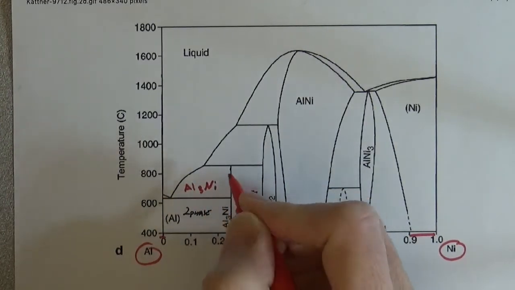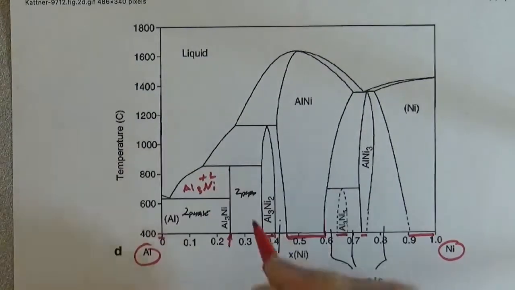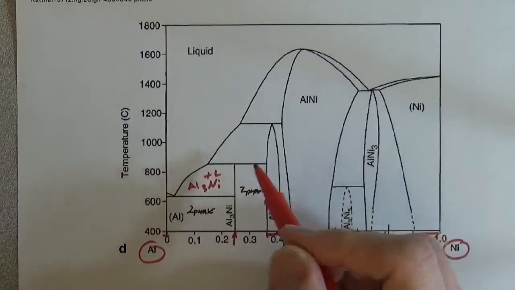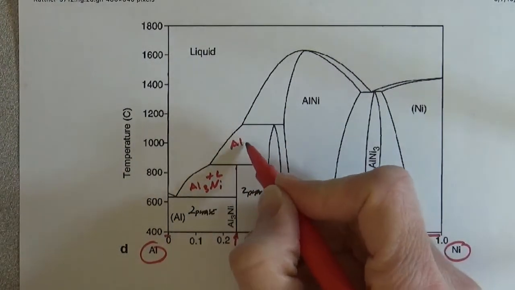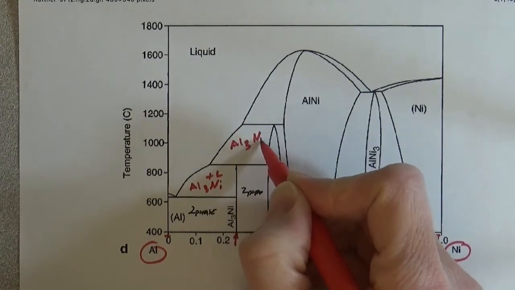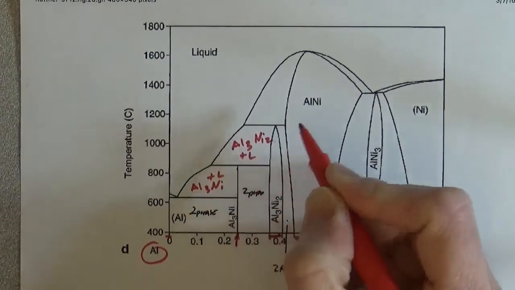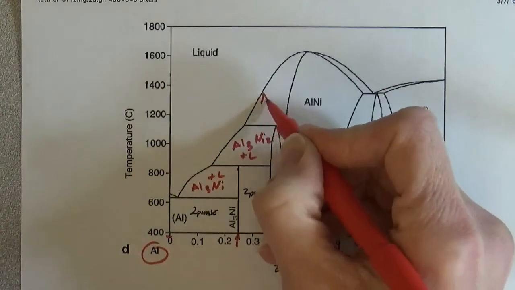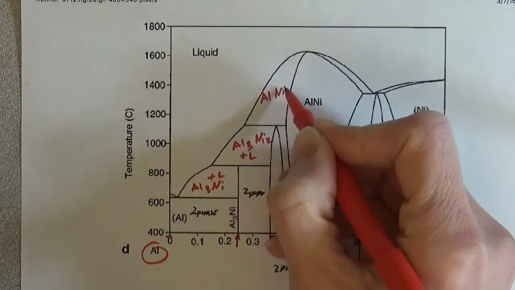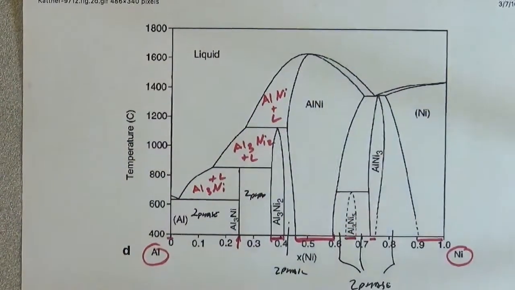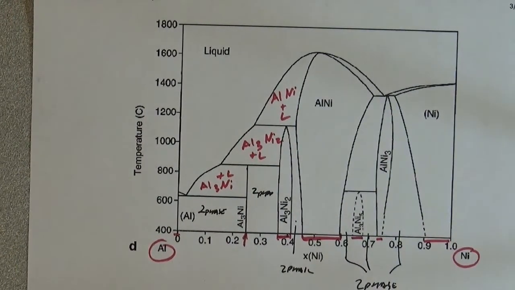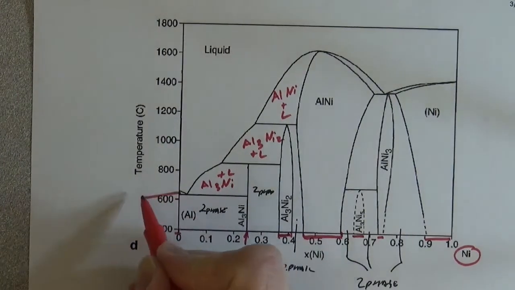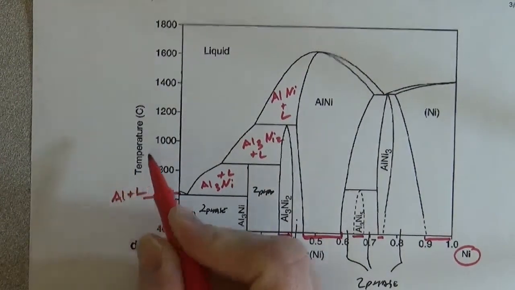Al3Ni plus liquid. This is Al3Ni2 plus liquid. This is AlNi plus liquid. So do you see where that comes from? And this is Al plus liquid.